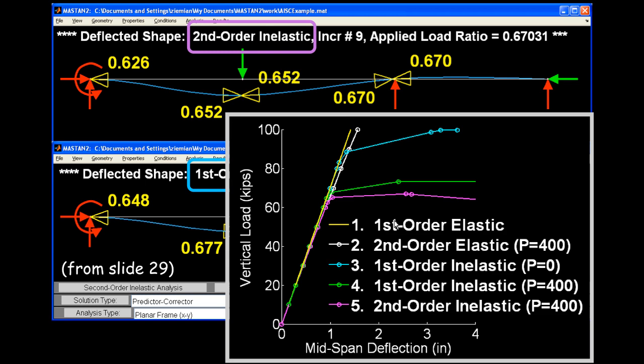Well, now we're really getting quite exciting with our response curves. We've got them all shown here. Again, mid-span deflection versus applied vertical load. And we've gone from second order elastic, then we went first order inelastic, but no axial force. Then we included the axial force but no second order effects. And then when we got everything in the picture, as it's being shown here in this magenta color curve, we've got second order effects and we have inelasticity. And that's pretty much the best representation we're going to get at the limit state response of this system.